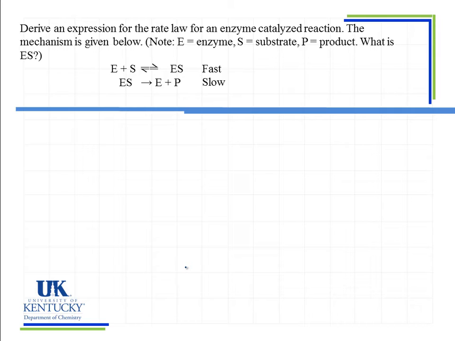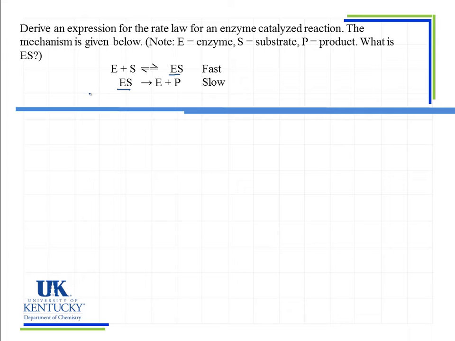E stands for enzyme. So this is a substance that is a catalyst, a biological catalyst. S stands for substrate. That is your reactant, in a sense, that is going to be converted to P, product. And then it has ES, and the question there is, what is ES? Well, a substance that appears in an early step and then later gets consumed and therefore is canceled out in the overall reaction is an intermediate. So ES is an intermediate of this reaction.